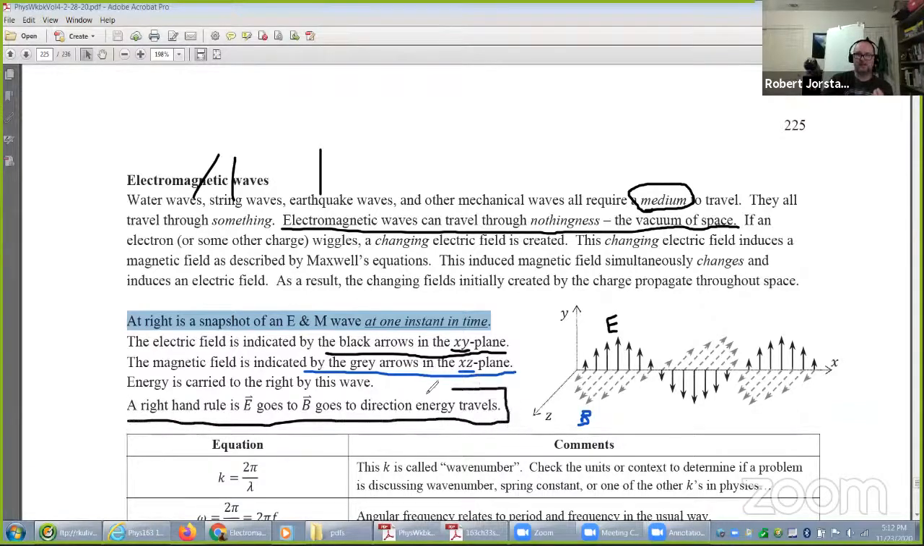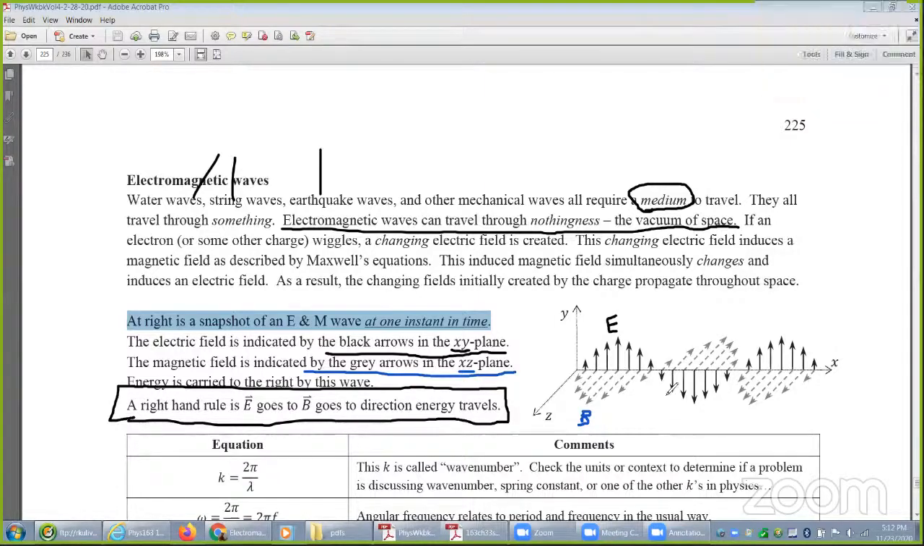If you want to know which way the energy travels, E goes to B goes to the way the energy travels. So on this picture, which way is this wave traveling? Is it traveling in the i hat, j hat, k hat, where? Positive i hat.